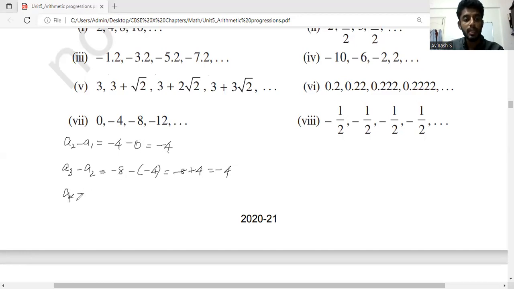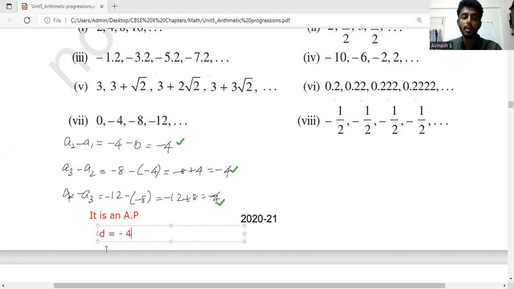Likewise, A4 minus A3. A4 is minus 12. Formula you have minus. And A3 is minus 8. So minus 12 plus 8, you will be getting minus 4. So it's very clear that all the 3 common differences are the same, minus 4, minus 4, minus 4. So we conclude by saying that it is an AP and therefore we find the next 3 terms. But before that, the common difference is minus 4.